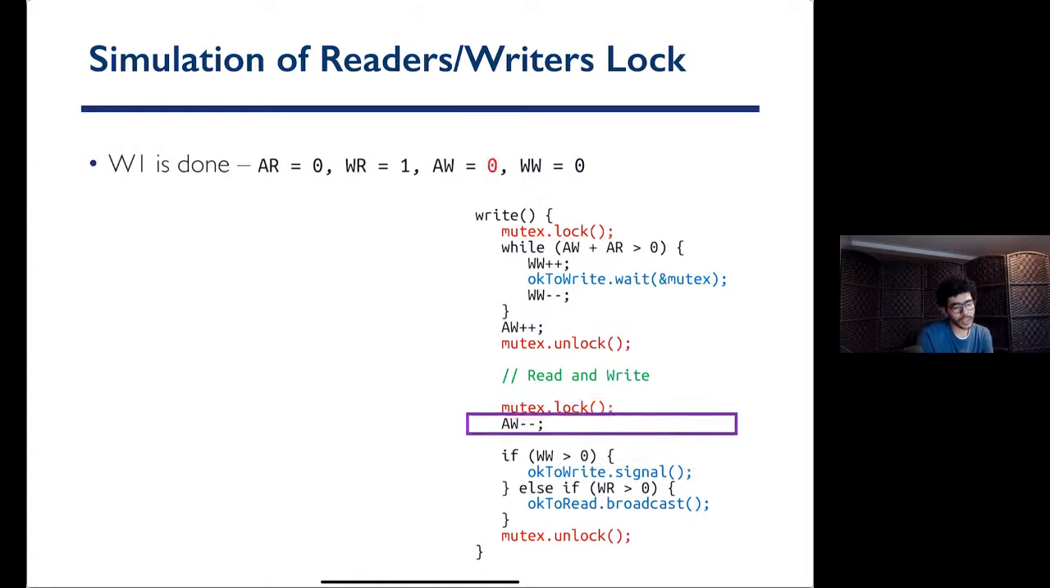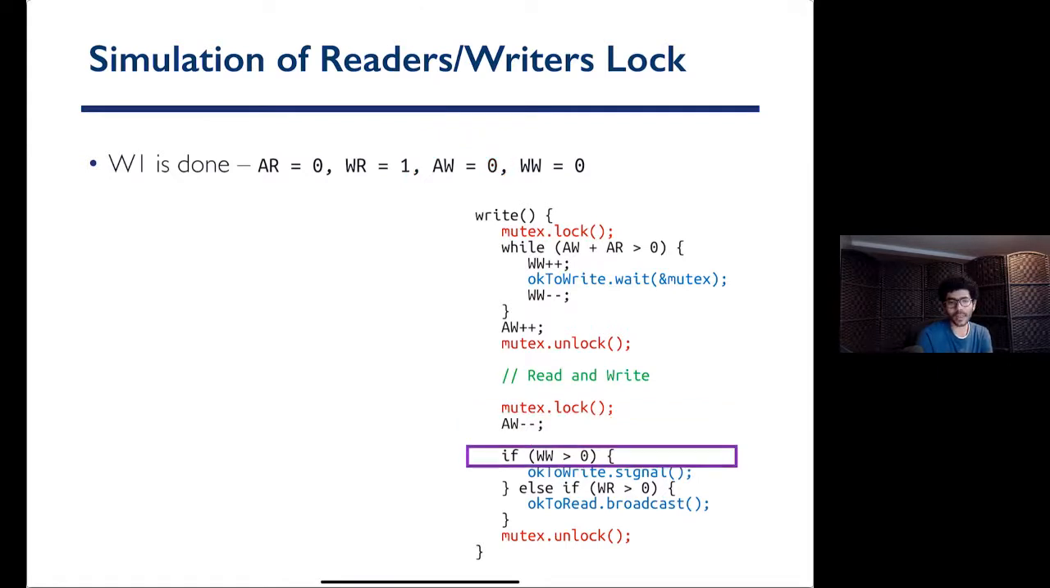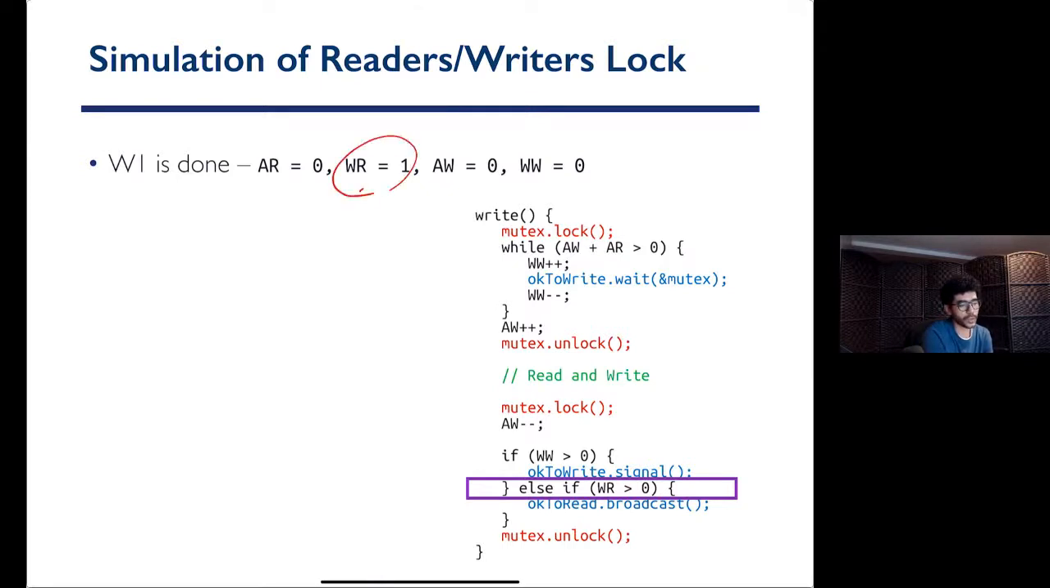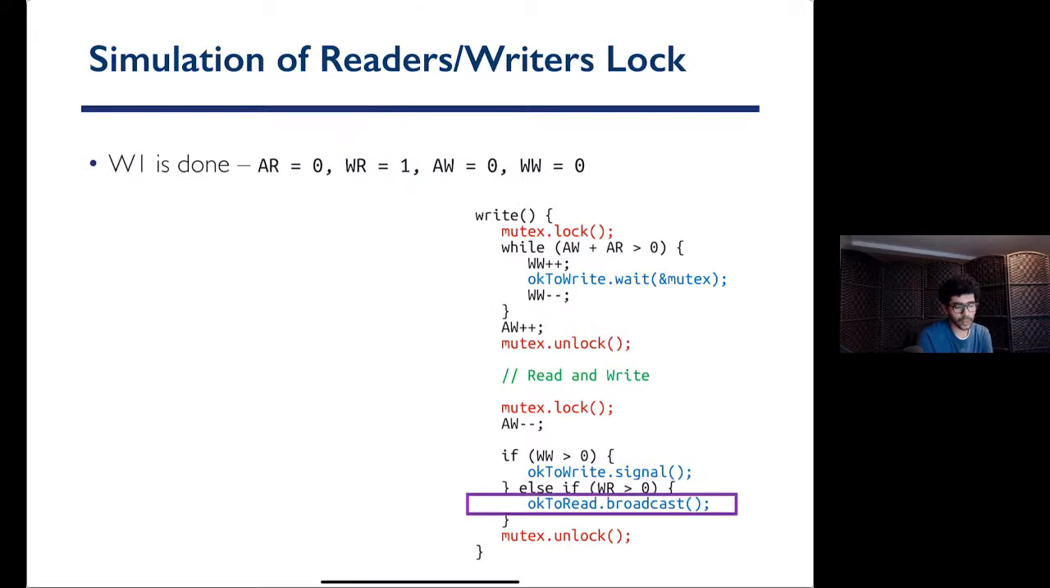What does it do? It's no longer an active writer. Now it checks, are there any other active waiting writers? In this case, no. So that's fine. It checks for waiting readers. There is one. This is R3, who got blocked. So now we can send a signal to that guy. In this case, broadcast, but there is only 1. So that guy now wakes up.